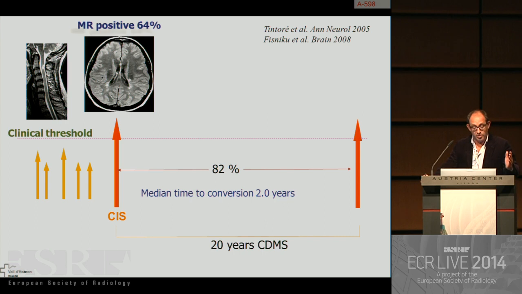And on the other hand, the presence of these lesions also indicates that the patient has a high risk of developing MS in the following years. According to different natural history studies, the median time to conversion, meaning to having a second clinical event, is relatively short.